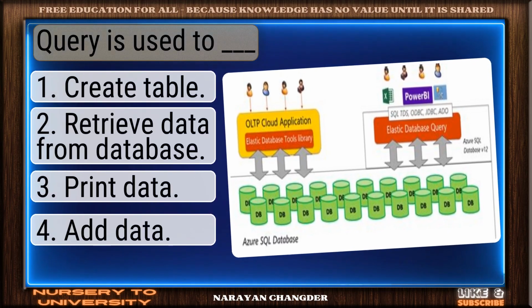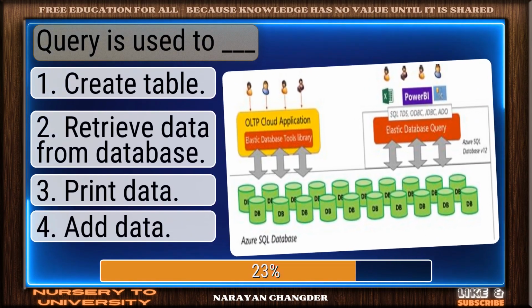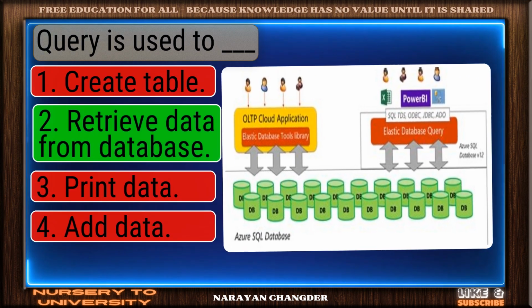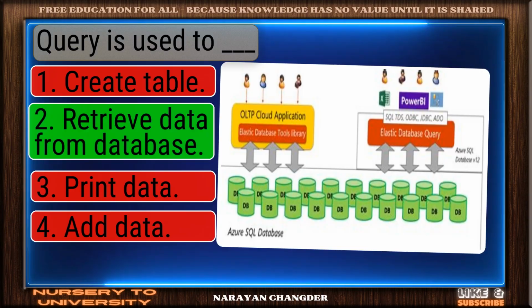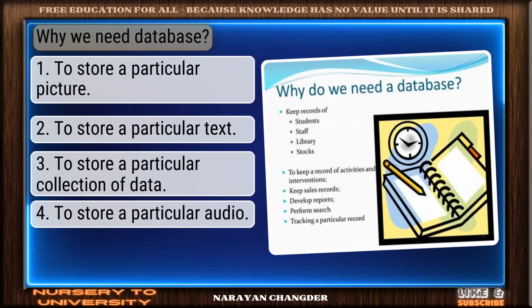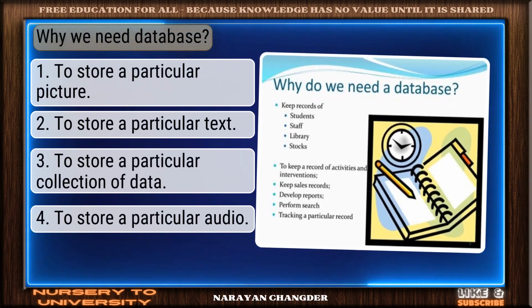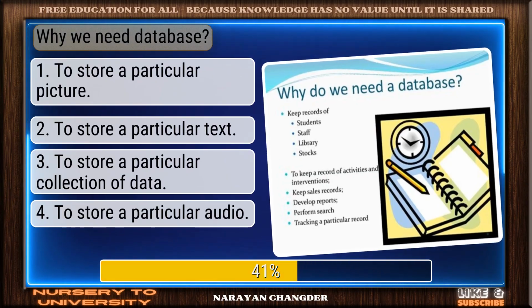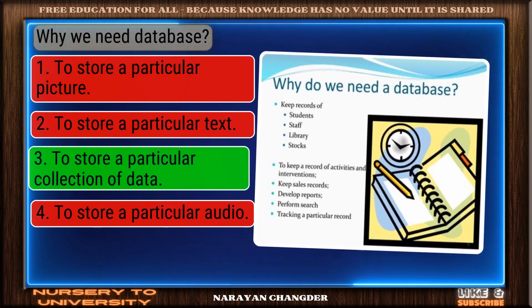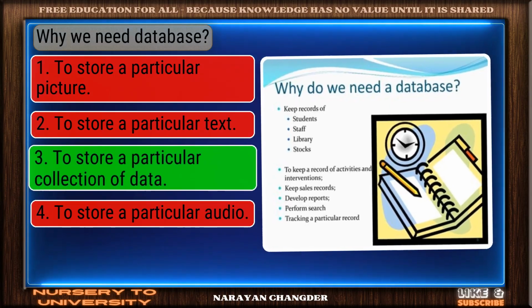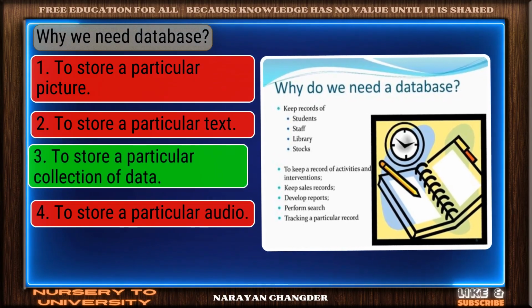Question number 73. Query is used to dash. Excellent choice. Retrieve data from database is the right answer. Question number 74. Why we need database? Smart move. To store a particular collection of data is an accurate answer.